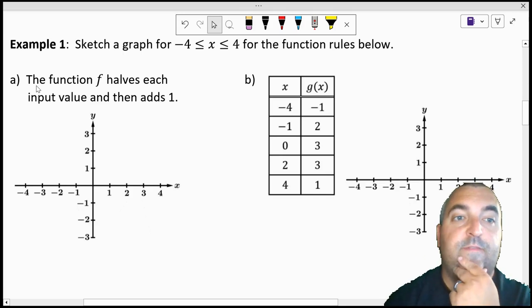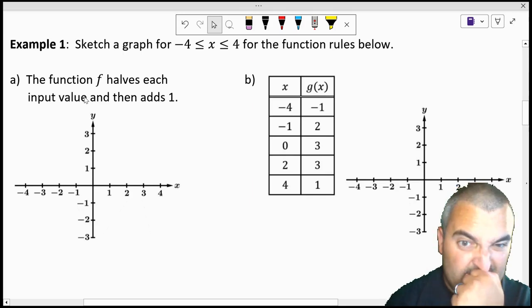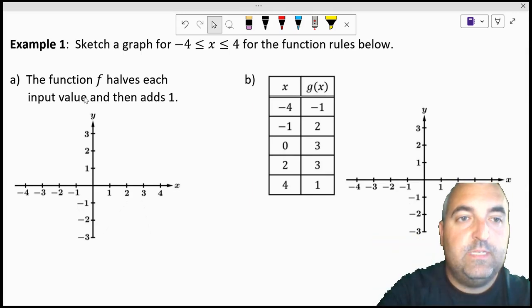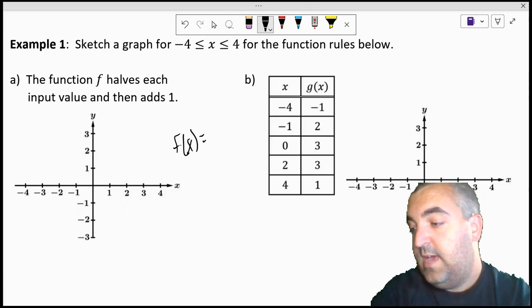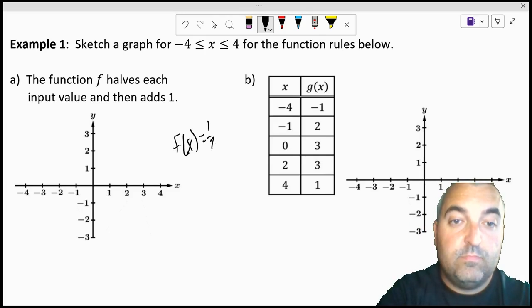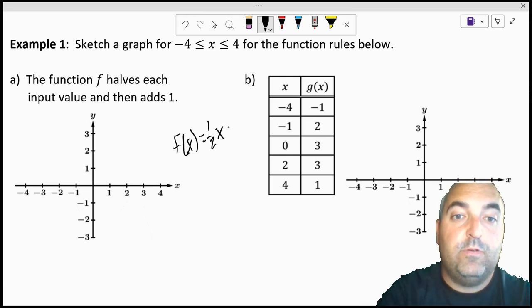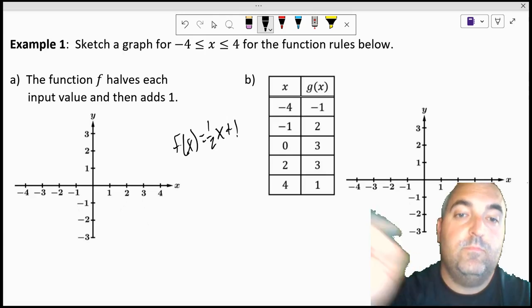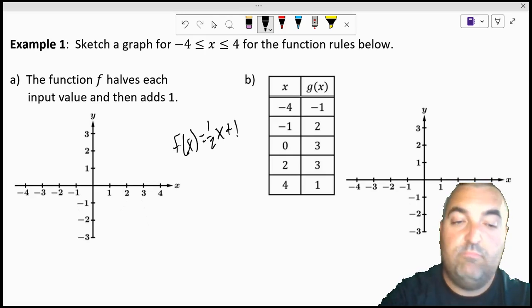So if we look at A, first thing it says the function halves each input value and then adds 1. So for this one, what I would actually do is read this carefully. It's a function. It halves each input value. So that means that every input you're going to take half of it. Well, my input is x. If I'm taking half, that means I multiply it by 1/2, and then I'm going to add 1. There's my 1. So there's our function.